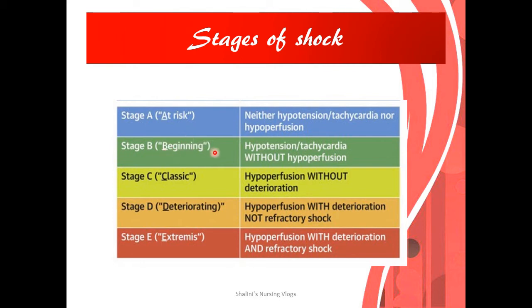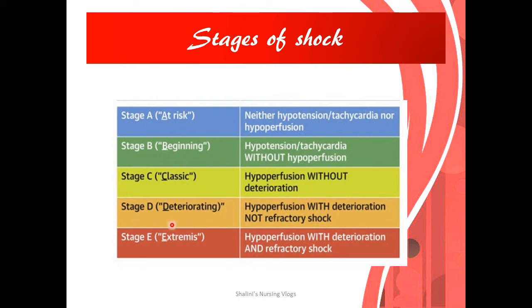B is the beginning stage, stage B, where the patient has got hypotension, that means decreased BP, and tachycardia, that is increased heart rate, without any hypoperfusion. So there are no signs of hypoperfusion, but the patient might present to you with reduced pressures and increased heart rate. Stage C is the classic stage where the patient presents to you with hypoperfusion without deterioration. That means the patient is stable, but there is some amount of hypoperfusion.